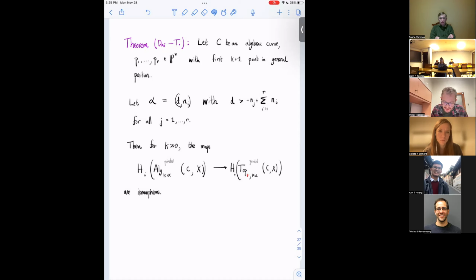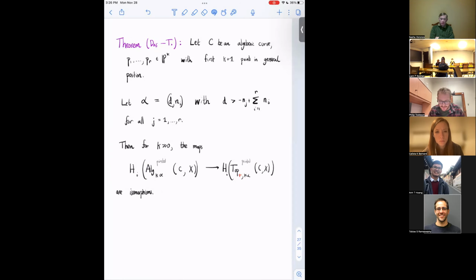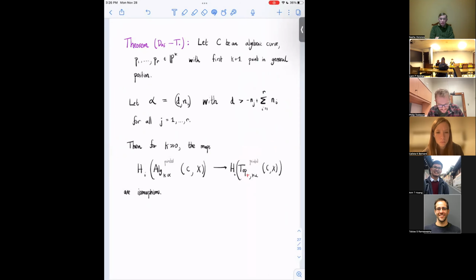And what we can show is that at least when you have certain inequalities on D and N, then if you take a homology class alpha satisfying these inequalities on D and N, and you look at positive multiples of it, then eventually the homology of this algebraic mapping space is actually isomorphic to the homology of a topological mapping space consisting of not all continuous maps from C to X, but ones which have this positive intersection multiplicity condition with the exceptional divisor. Okay.